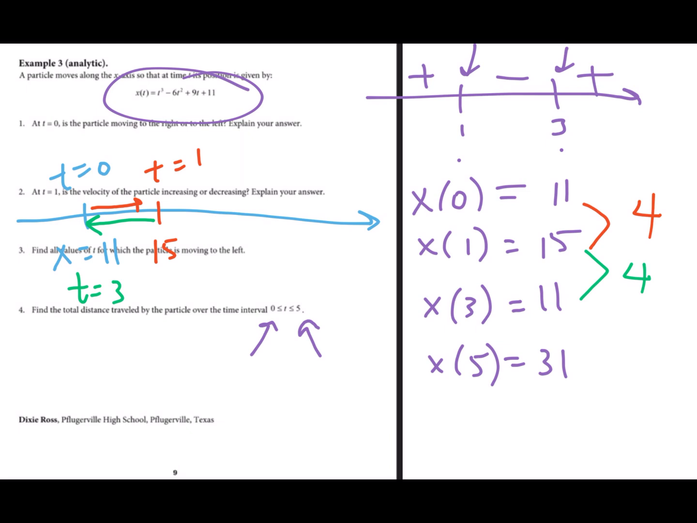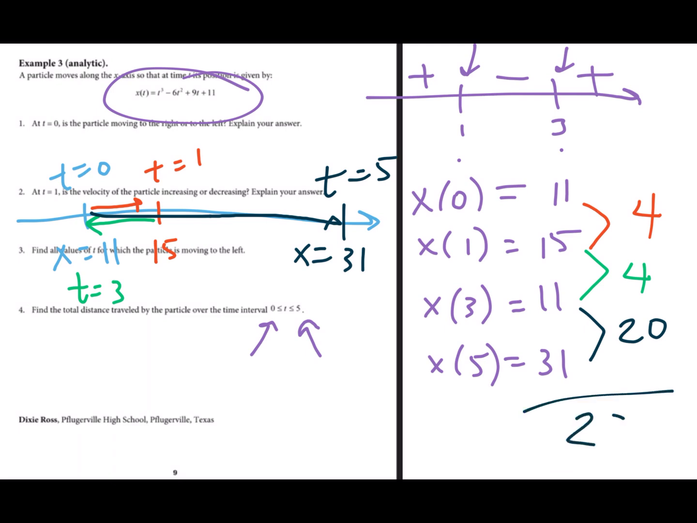And then at the very end, I shoot off from time 3 up to time 5, and I end up at t equals 5 with a position of 31, and that's another 20 units traveled. If I add all that up, it means I've traveled a total of 28 units, and that's my total distance traveled. And that's all.